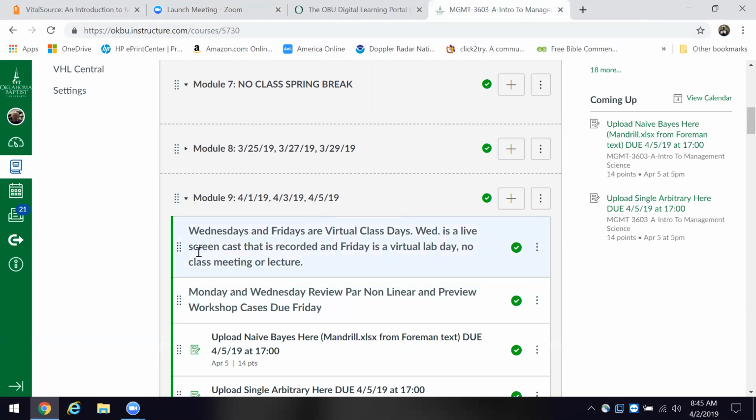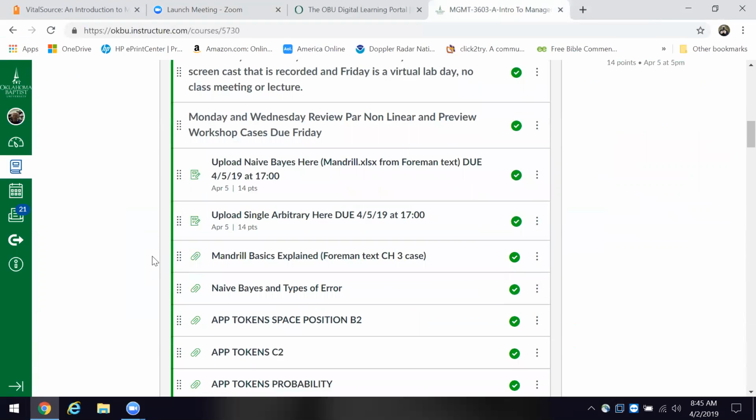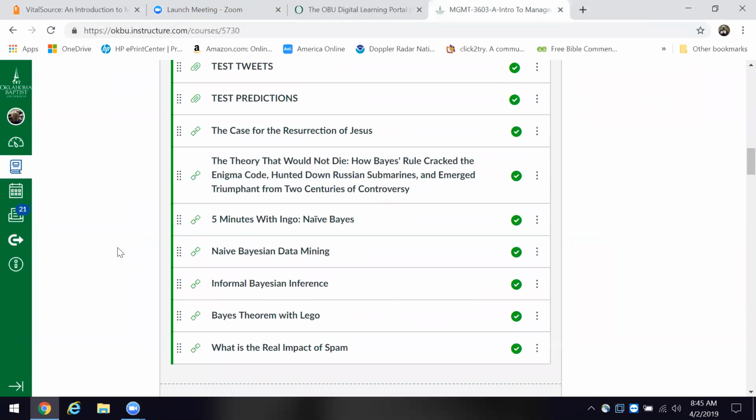So I'm going to cover Single Arbitrary. I have a key over there for it. As you'll notice, the Naive Bayes is the Mandrill case. It's due on Friday. Single Arbitrary is due on Friday. So I wanted to go ahead and do this case, Single Arbitrary, the one out of the Anderson text, and to talk about it.